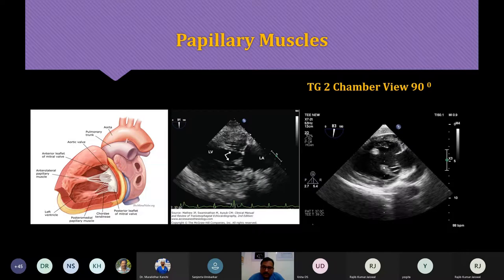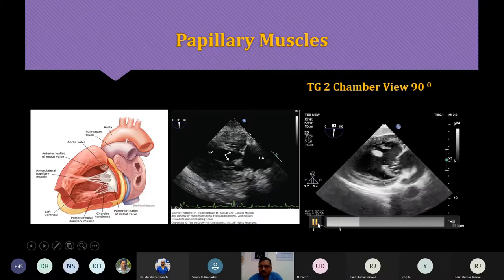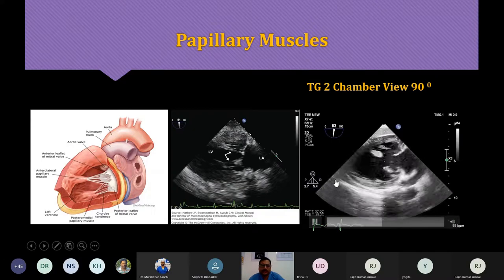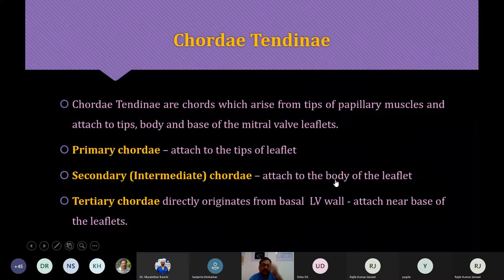Here in a transgastric two-chamber view, you can see two papillary muscles and the chordae attached to them. This is one of our patients, a transgastric two-chamber view at 90 degrees, showing the posterior papillary muscle, the anterior papillary muscle, and the chordae tendineae attached to them. There are three types of chordae: primary, secondary, and tertiary. Primary chordae attach to the tips of the leaflet, secondary to the body, and tertiary are at the basal part of the leaflet with the LV wall.